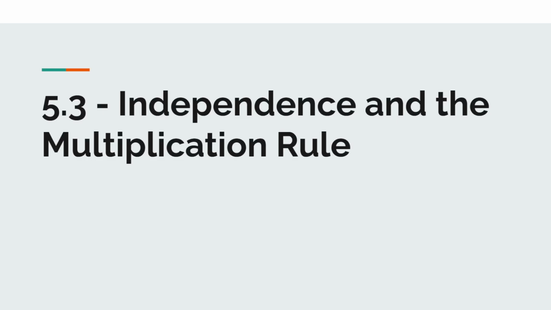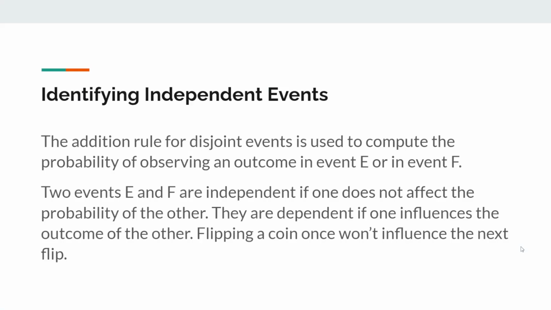So we go to 5.3, independence and the multiplication rule. First we have to identify what independent events are. Independent events are, simply put, an event that does not influence the other event. Simply put, it's an event that does not rely on the other event. That sounds a little bit complicated, but let me give you an example.